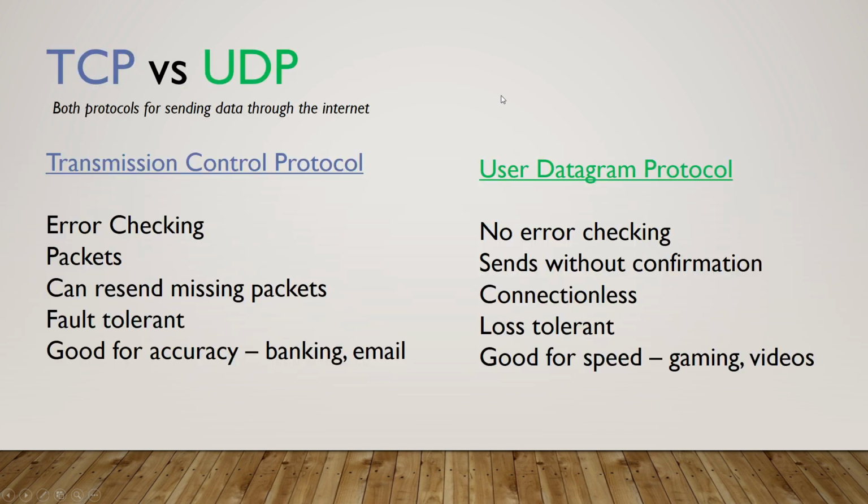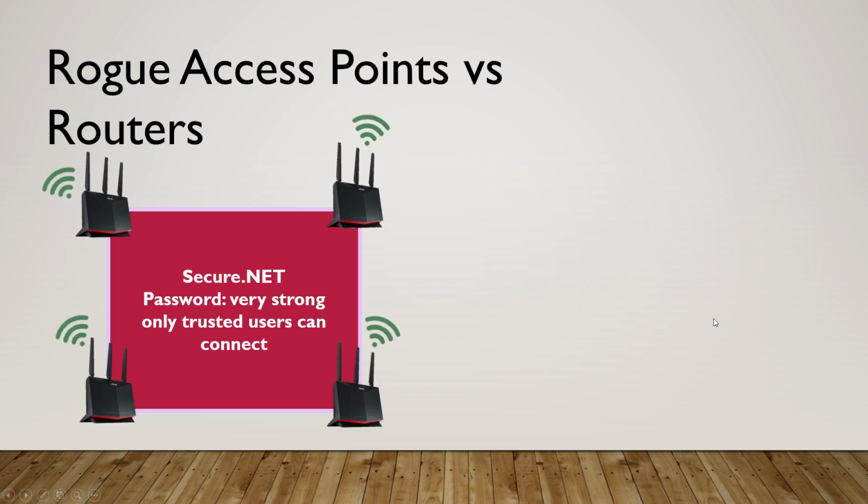TCP versus UDP. TCP has error checking, has packets, and we can resend missing packets. It's fault tolerant. It's good for accuracy, but not for speed. UDP is good for speed. It's loss tolerant, means if something gets lost, it doesn't matter, or it doesn't care. It doesn't have connections, so it doesn't say, did you get this? Have I got this? And it doesn't use confirmation. So it's faster, it's better for gaming and videos.